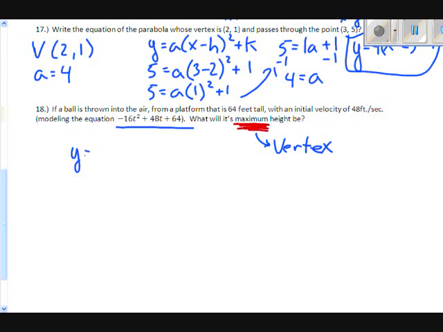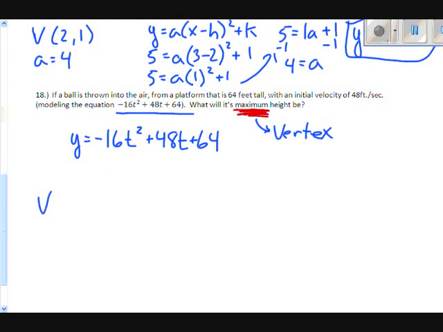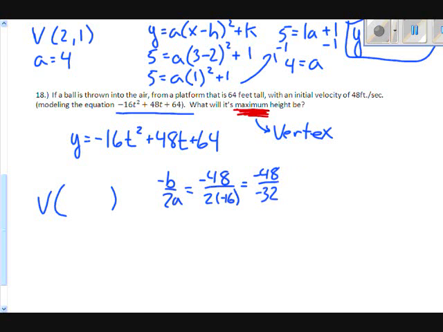So if I've got this equation and I want to find the vertex, I find it the same way I've always found it. I do the opposite of b over 2a. So that's negative 48 over 2 times negative 16. So that's negative 48 over negative 32, which reduces, a negative divided by negative is a positive, and this is going to be 3 halves. They're each divisible by 16. So I've got a 3 halves here.